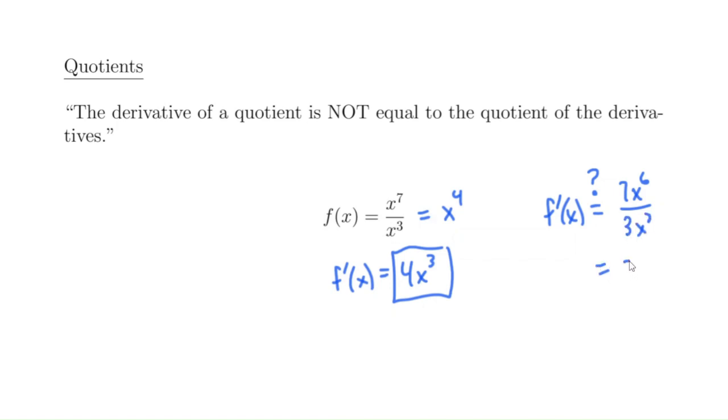In fact, this would simplify to be 7/3 x to the 4th power. Okay, and is 7/3 x to the 4th the same thing as 4x cubed? No, right? It's not the same. So again, this would be wrong. So if you ever see a problem like this, you have a quotient and you're trying to take the derivative, you can't just do the derivative of the top divided by the derivative of the bottom. The derivative of a quotient is not equal to the quotient of the derivatives.